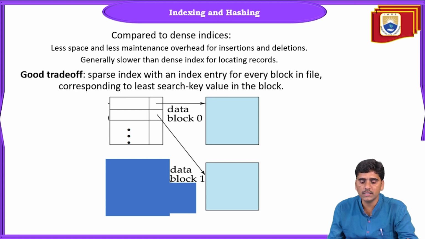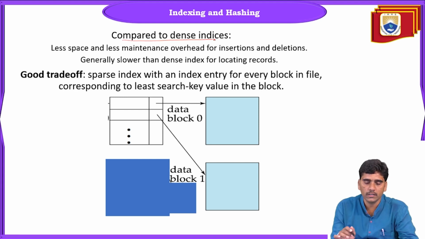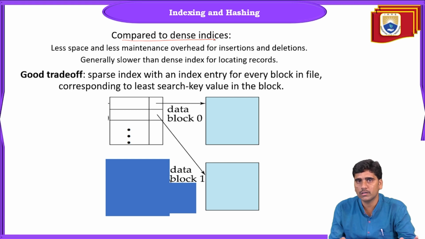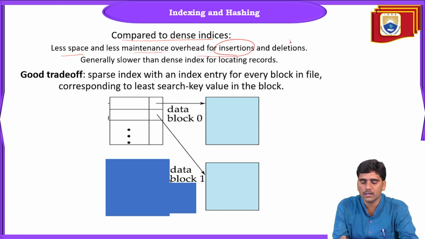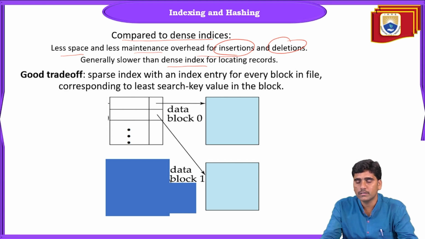Compared to dense indices, what is the difference between dense and sparse indices? Sparse takes less space and has less maintenance overhead for insertions and deletions. And generally it is slower than a dense index for locating records. It is a good trade-off also.